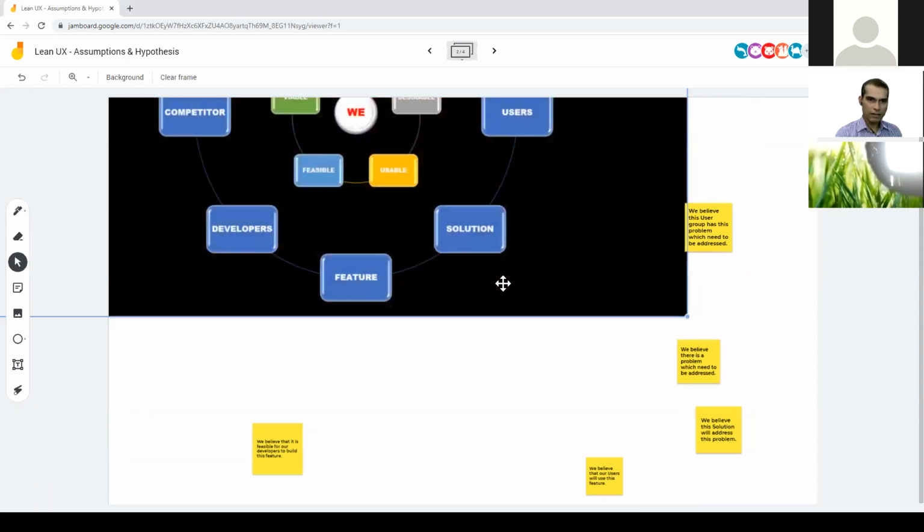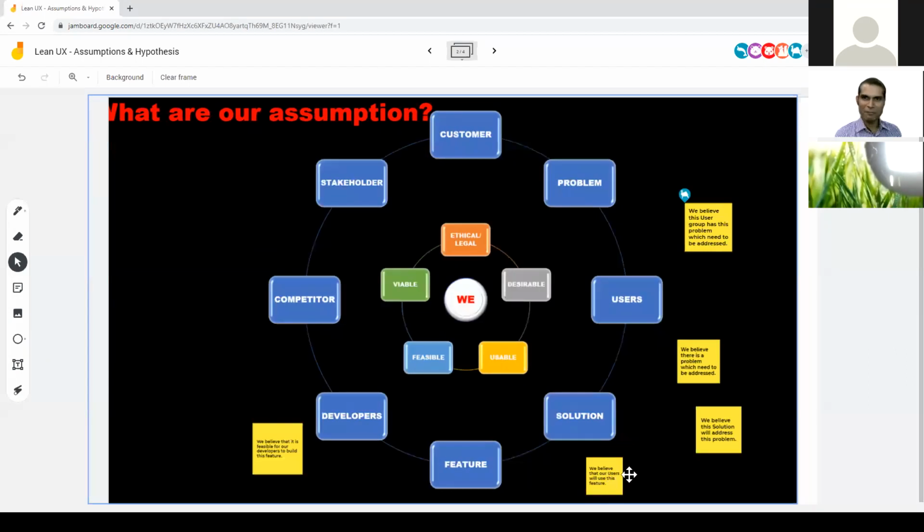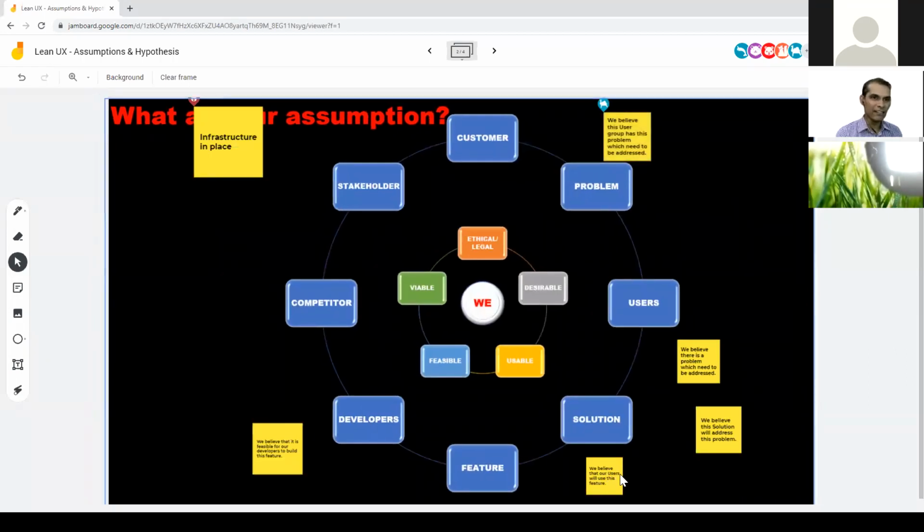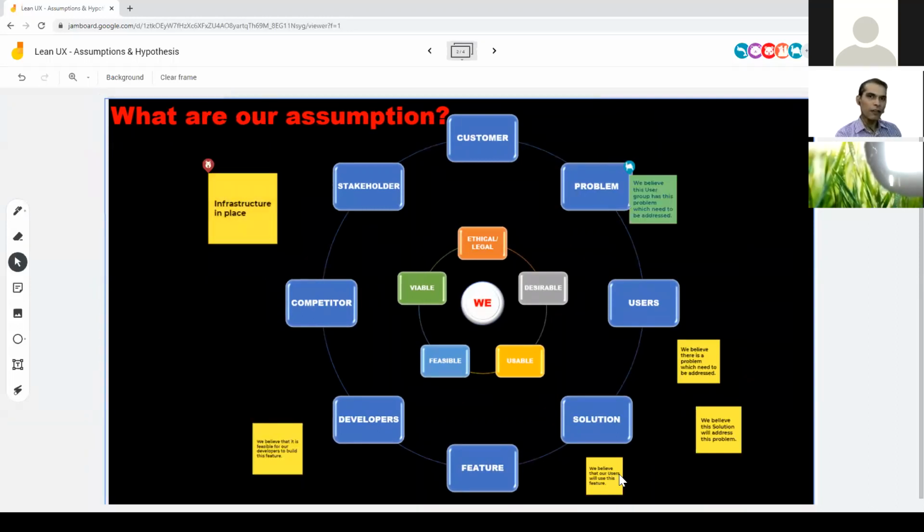I understand you're trying to move the image, but I guess that's a better place over here. Yes, infrastructure in place. So let's start with, we believe that, because that's very important, the keyword. We believe that the infrastructure will be in place. That's wonderful. So we have one belief there.